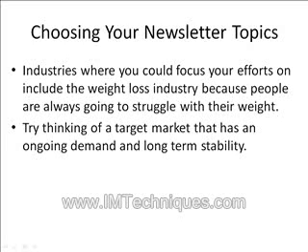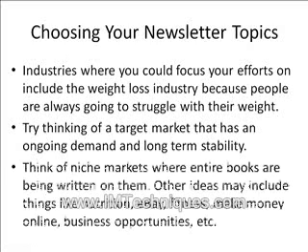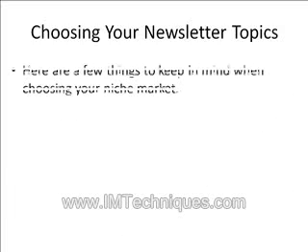That is kind of a long-term market. Try thinking of a target market that has an ongoing demand and long-term stability. Think of niche markets where entire books are being written on them. Other ideas may include things like nutrition, eBay, fitness, make money online, business opportunities, and the list goes on. I was really amazed, when you go into bookstores, you'll see that in the internet section or the business opportunity section, almost every single book is something about eBay. And so that tells me that, again, eBay would be maybe a niche that is something that's going to be here for a long time. So it might be something that you want to do some things with.